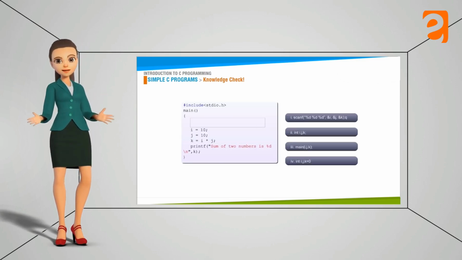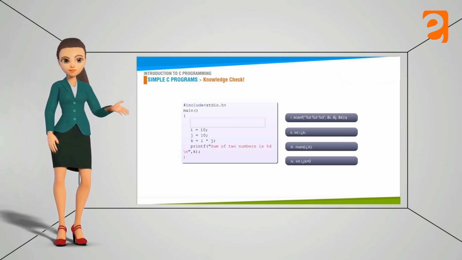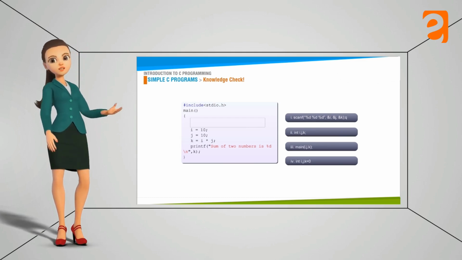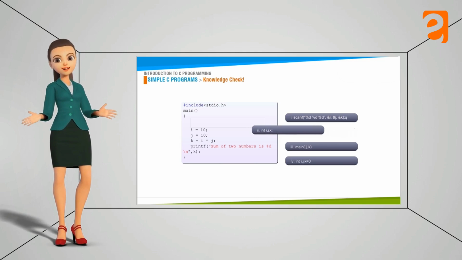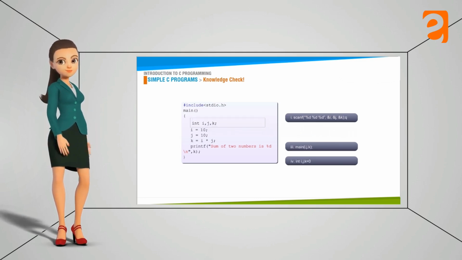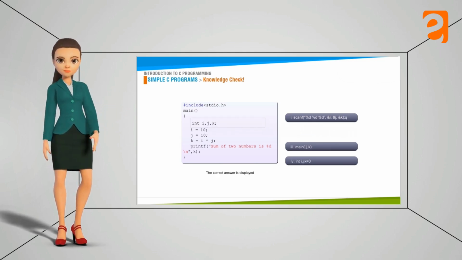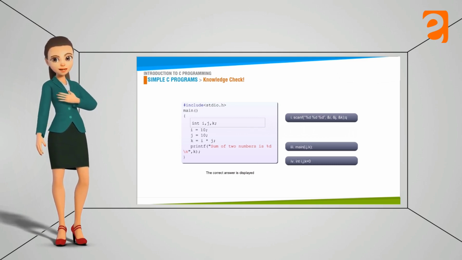Given here is a program on multiplication of two numbers. Identify the correct answer from the options given. Yes, you are right. The initialization of variables is missing in the program.